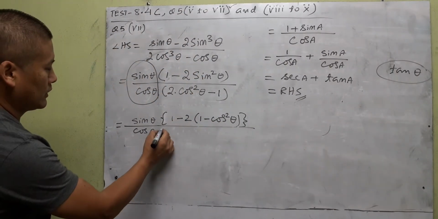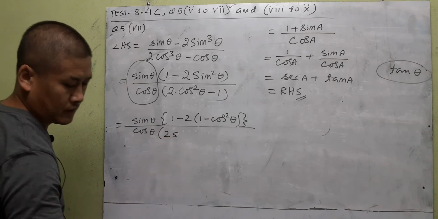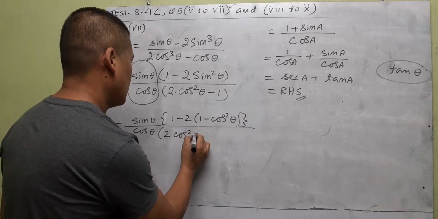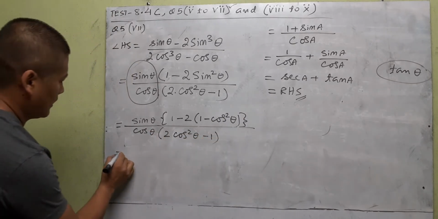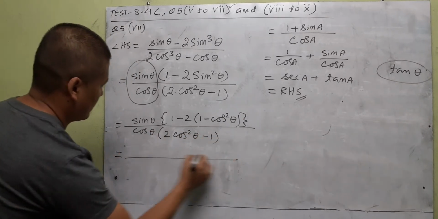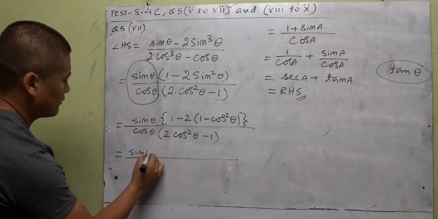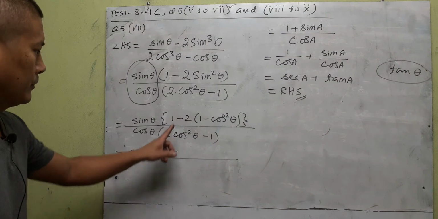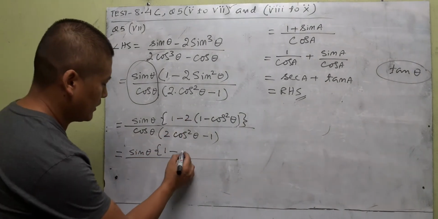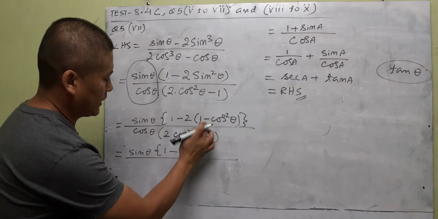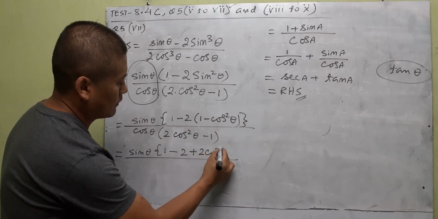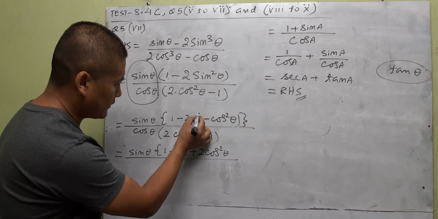Then we decided not to change this, so just keep it as it is, 2 cos square theta minus 1. Now let us deal with the portion that we changed, sin theta into 1 minus here: minus into plus is minus, 2 ones are 2, minus into minus is plus, 2 into cos square theta is 2 cos square theta. That is how we remove this bracket.